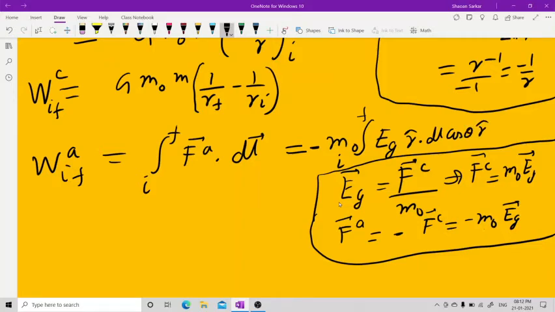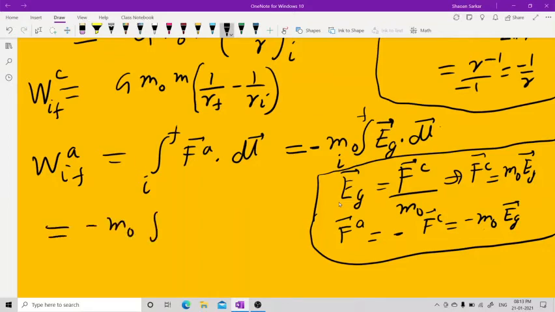Now this is equal to, if you see, m naught. FC vector, FA vector is minus, yes, minus m naught eg vector. Wait, I made one simple error here. And let this still be DL. No problem. Now you have minus m naught, right?